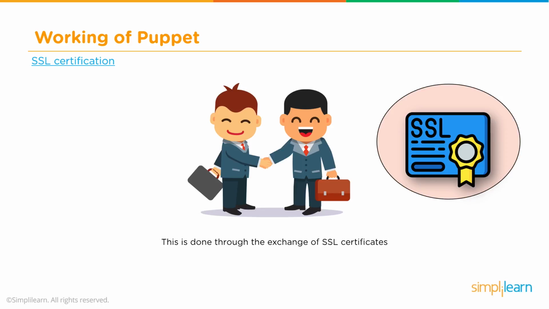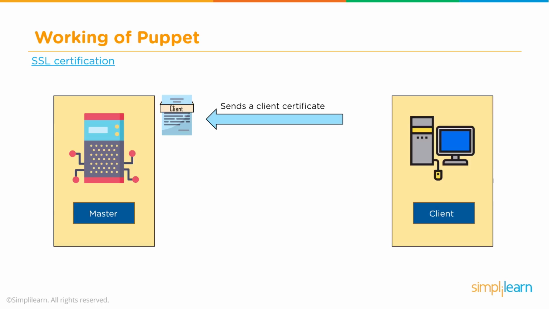So it provides complete security. Okay, so we will consider a very general scenario. We have a master and a client here. This is not the Puppet master or the Puppet client. They are just 2 systems and we are just going forward with master-slave architecture.